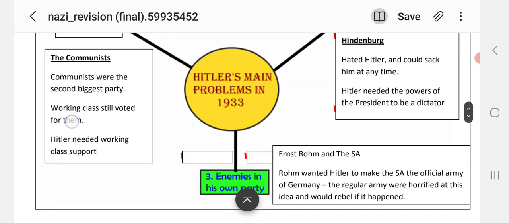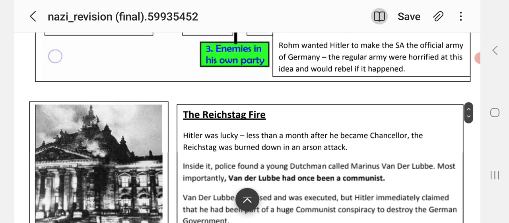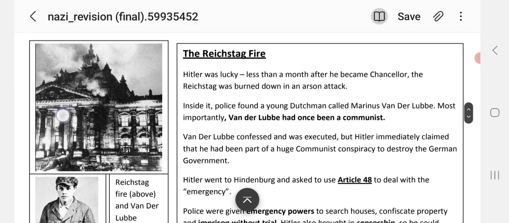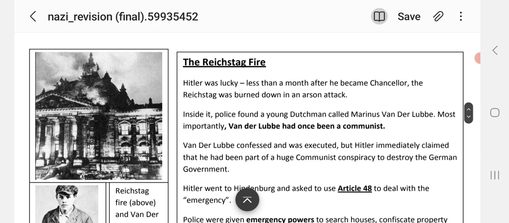Three: enemies in his own party. Ernst Röhm and the SA. Röhm wanted Hitler to make the SA the official army of Germany. The regular army was horrified at this idea and would rebel if it happened. But let's look at the three key events. Start with the Reichstag fire.